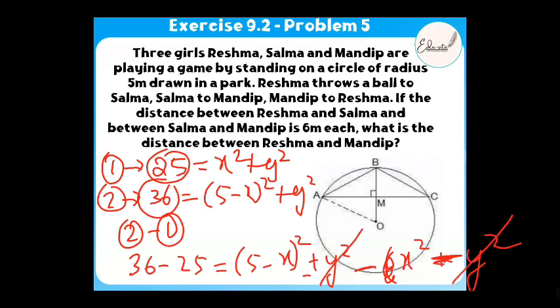Plus and minus cancel out. What is remaining? Minus x squared remaining. So what is 36 minus 25? 11. Very good. Okay, it's 11. And what is (5 minus x) whole squared? Please do the identity and tell me the answer.